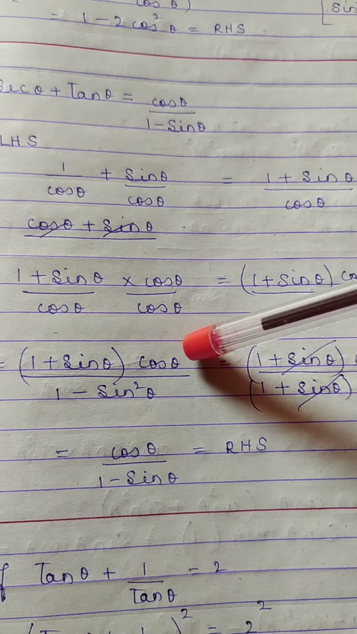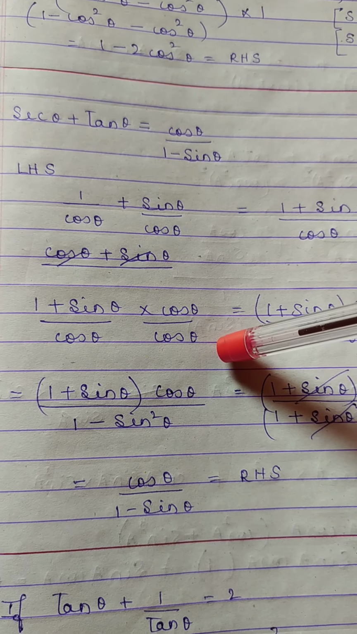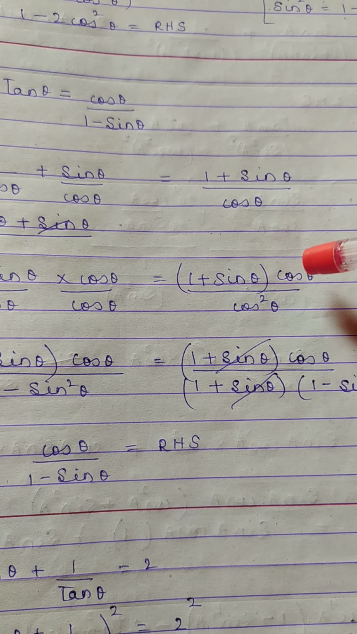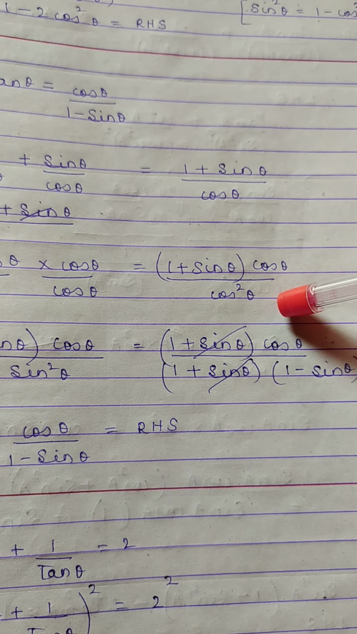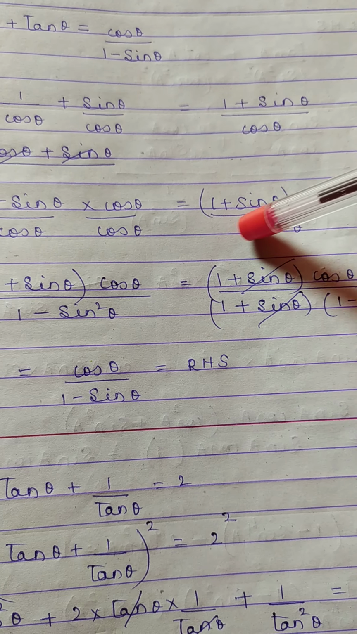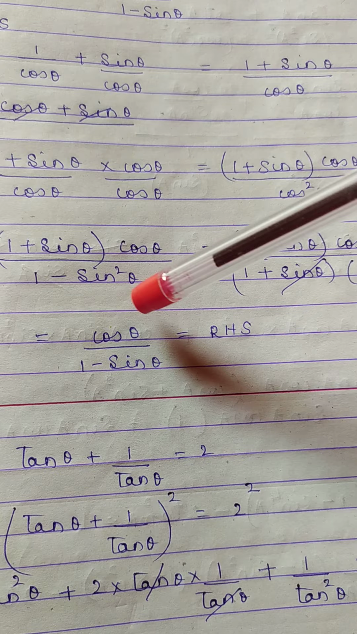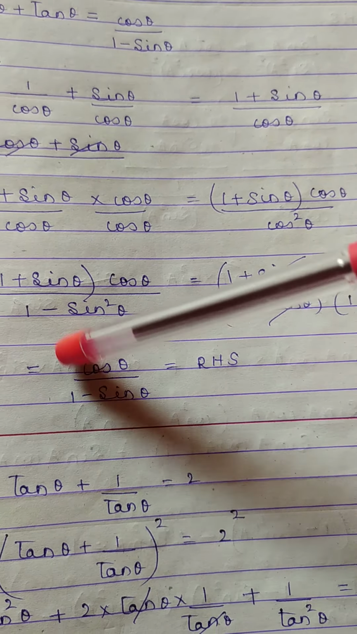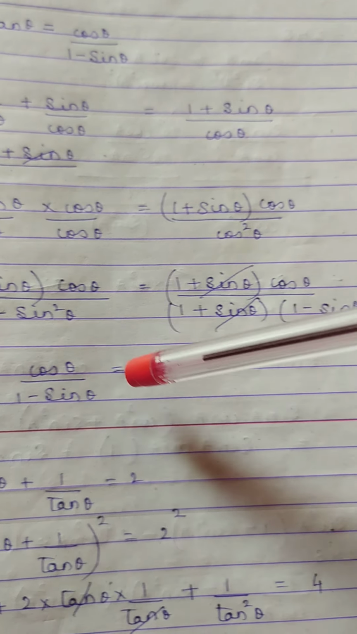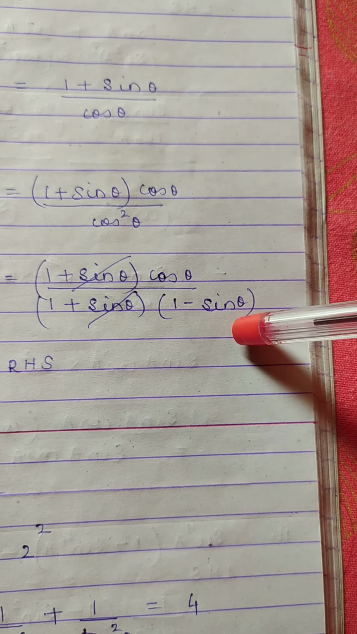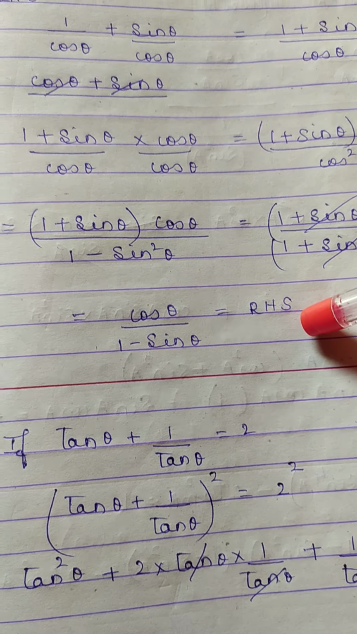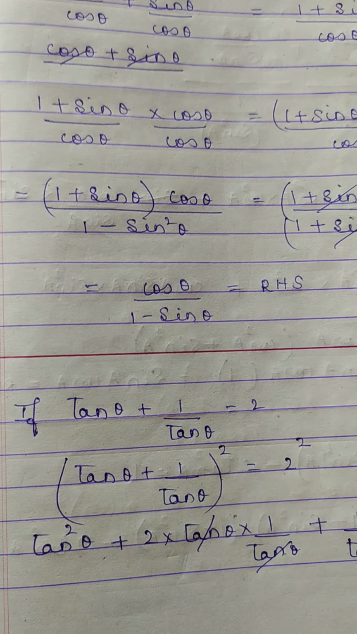Next, what you will do is you are multiplying and dividing by cos theta. So I get 1 plus sin theta into cos theta upon cos square theta. Okay. Now 1 plus sin theta into cos theta, and this cos square theta I'll write it as 1 minus sin square theta. Now this is of the form a square minus b square, where your a square is 1 square. So I can write it as a plus b into a minus b. These both will get cancelled. So my answer is cos theta upon 1 minus sin theta. That is your RHS. Okay.